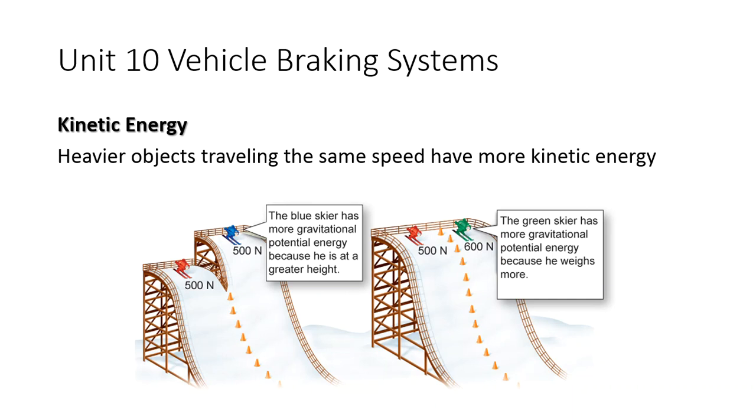It probably also makes sense that the heavier an object is, the more kinetic energy it has in motion, even at the same speed as a lighter object. So in this example, the heavier skier is going to have more kinetic energy despite the fact that they're going to travel at the same speed down the ski slope.